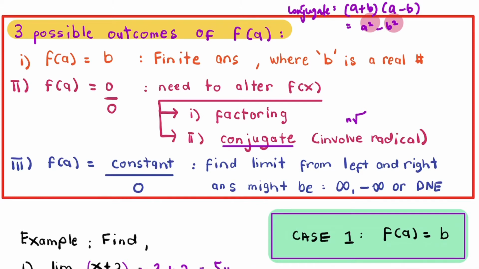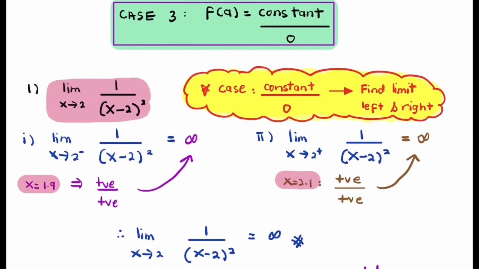So let's try to look at the examples of case number 3. So these are the examples. Let's see the first one, limit of 1 over (x minus 2) squared as x approaches 2. If we put in 2 inside the variable x, we will get 1 over 0. So this is the case of the third one, constant over 0. Now what you should do is find a limit from the left hand side and also from the right hand side. And after that, we need to conclude our answer.